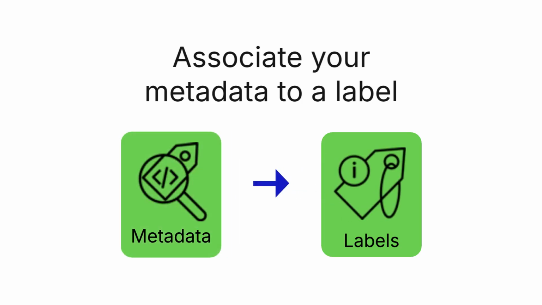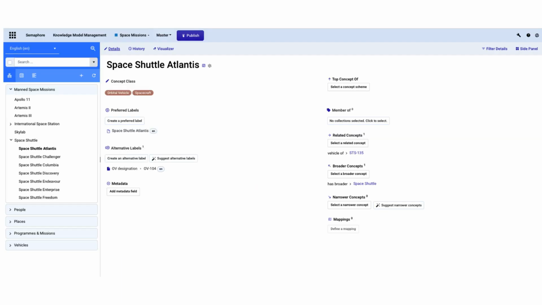The next step is to associate your metadata to a label in your Semaphore model. Let's attach our newly created metadata called NASA reference data to a label. To begin, open the Tree View panel. Open Manned Space Missions and Space Shuttle and select Space Shuttle Atlantis. We picked the alternative label called OV104. This alternative label OV104 is tagged to the concept Space Shuttle Atlantis. Select the paper icon to the left of the OV designation and OV104 label. This will open the menu for the label metadata.